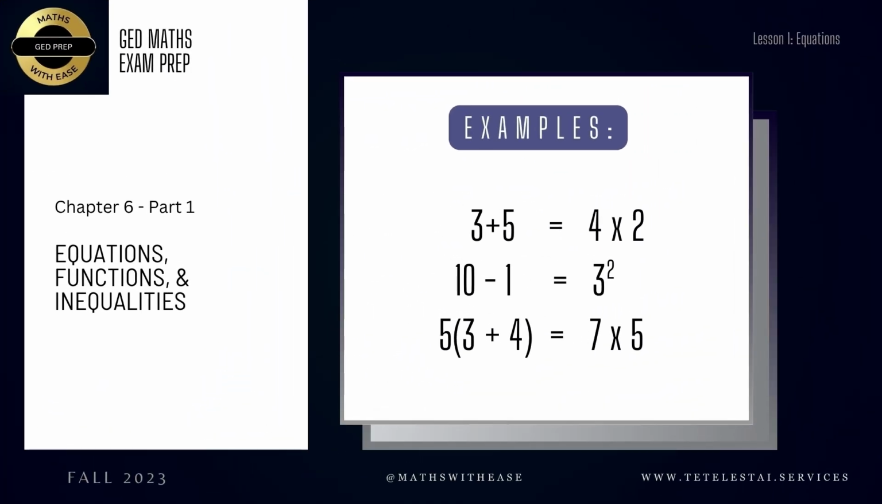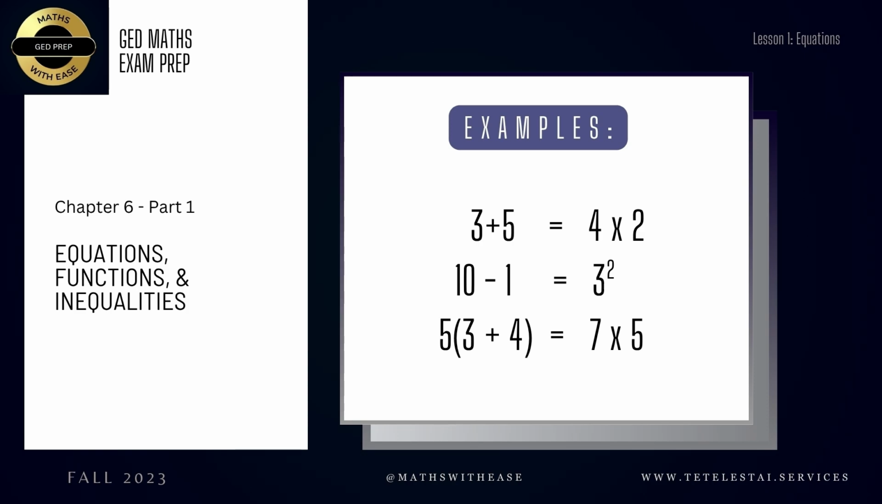For example, 3 plus 5 equals 4 times 2. 3 plus 5 is 8. 4 times 2 is 8. 8 equals 8. So that's one example of an equation. In the second example, we see a mathematical statement equating 10 minus 1 to 3 squared. 10 minus 1 is 9. 3 squared is 9. So example number 2 is a true equation in the sense that it accurately reflects two equivalent statements, as 9 does indeed equal 9.